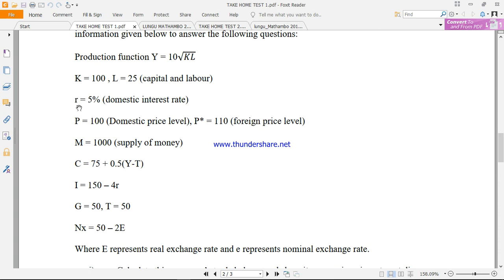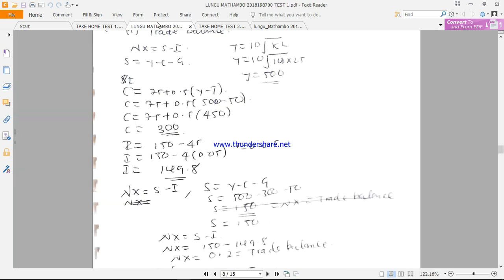Yes, we have. Here, 5%. Alright, thank you. We're using these variables that we've been given, which are exogenous. I believe you're getting the total level of investment as 149.8. What we want is the trade balance, but maybe we can first calculate savings, because we've just found what investment is.